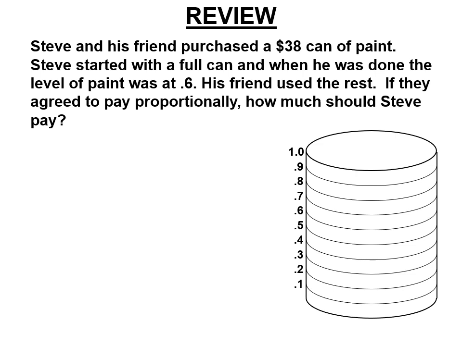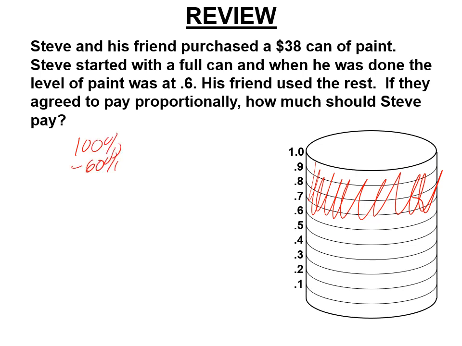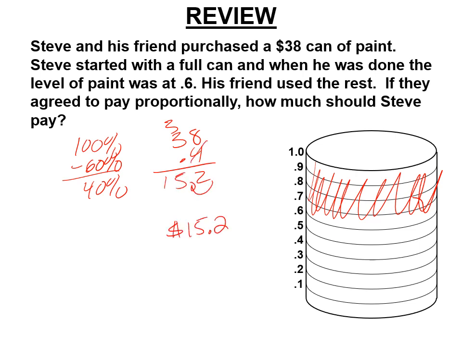Steve and his friend purchased a $38 can of paint. Steve started with a full can, and when he was done, the level of paint was at 0.6, also known as 60%. So that means that Steve used 40% of the paint, right? There was 60% left. 0.6 is 60%. So he used 40%. So he should pay 40% of the price. So 4 times 8 is 32. 4 times 3 is 12. Plus 3 is 15. And he should pay $15.20. 0.2 is 20 cents, right? Because 2 cents looks like that.